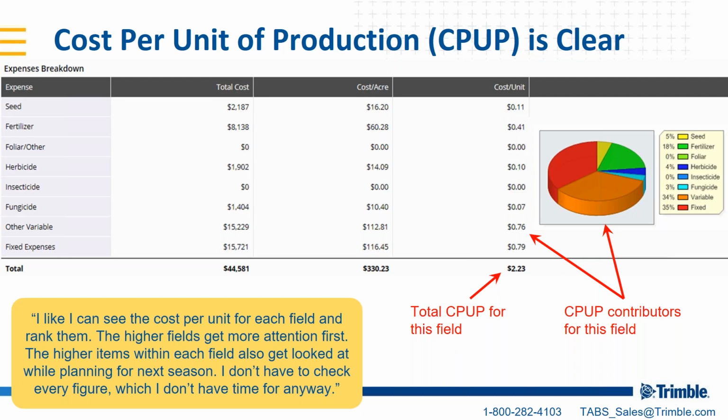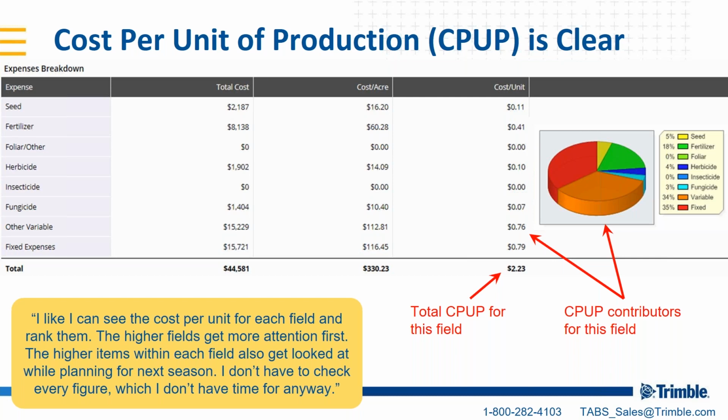And what you're seeing here is a screenshot from our website. It's a piece of this report of the expenses breakdown, where you can see the cost per unit of production on an expense area such as seed, fertilizer, and others. But you also can see it in a pie chart from a contribution point of view. And we're driving all of our software to be able to feed into the cost per unit of production.